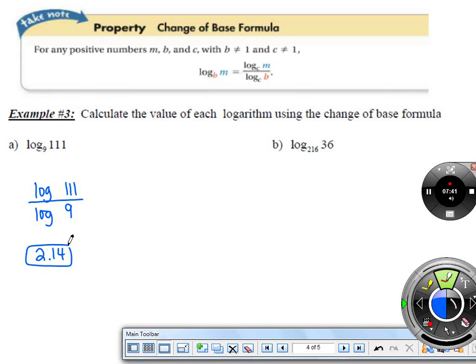And it should make sense. Even if you don't know the exact power to place on 9 to obtain 111, you should be able to figure out 9 squared is 81. 9 cubed would be a lot bigger than that, 729. So 2.14 makes sense. The same thing here: I would do the log of 36 divided by the log of 216.